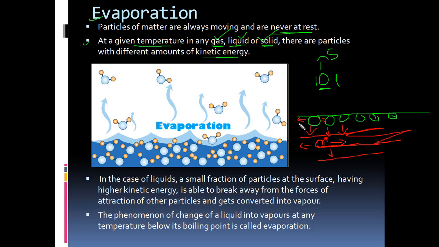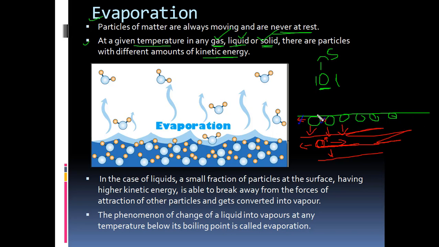So this pulling force is getting balanced by this force. But this water molecule is getting pulled only in the downward direction. It is not getting pulled in the upward direction. So somehow it is not balanced. So a small fraction of particles at the surface have high kinetic energy.